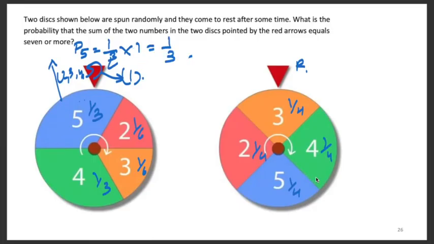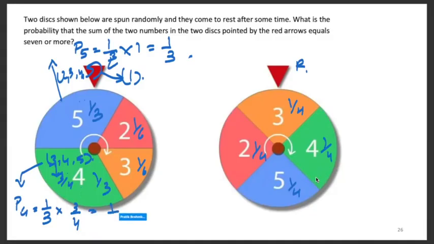Now we'll go with the fourth one. In the fourth one, which numbers work? 2 does not work. 3, 4, and 5 work. 3, 4, and 5 occupy a space of 3 by 4 in the right disk. So the probability of getting 7 or more with the number 4 is 1 by 3, the area occupied by number 4, and 3/4, the area occupied by the numbers which work with number 4 to get 7 or more. This is 1 by 4.